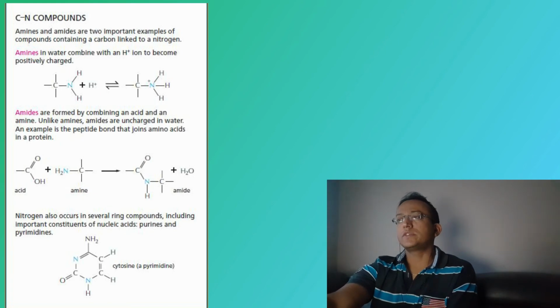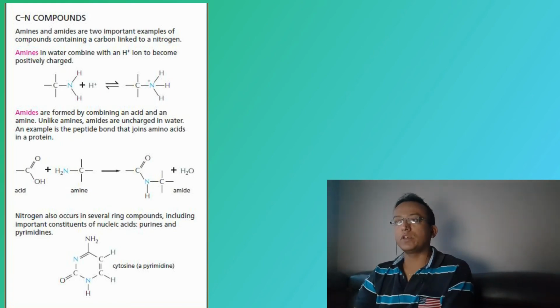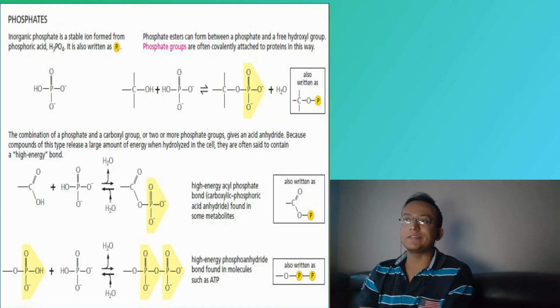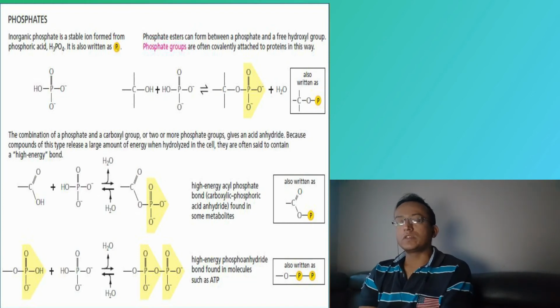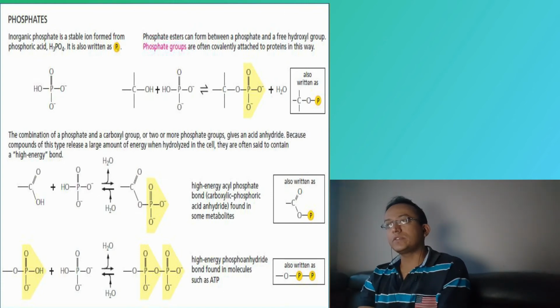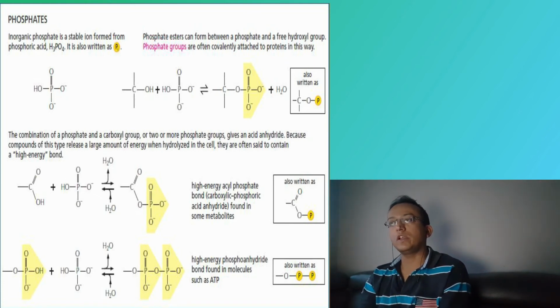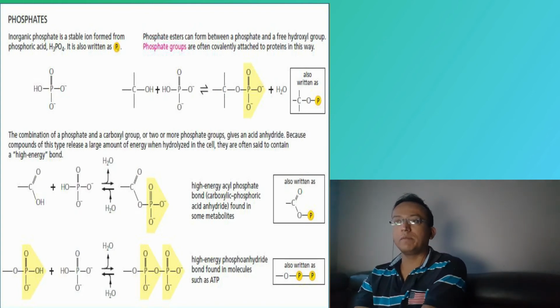Nitrogen also occurs in several ring compounds, including important constituents of nucleic acid, purines and pyrimidines. These are examples of ring compounds. So, there are phosphates as well. Inorganic phosphate is a stable ion formed from phosphoric acid H3PO4, also written as PO4 3 minus. Phosphate esters can form between a phosphate and a free hydroxyl group. Phosphate groups are often covalently attached to a protein in this way. These are just a few examples.